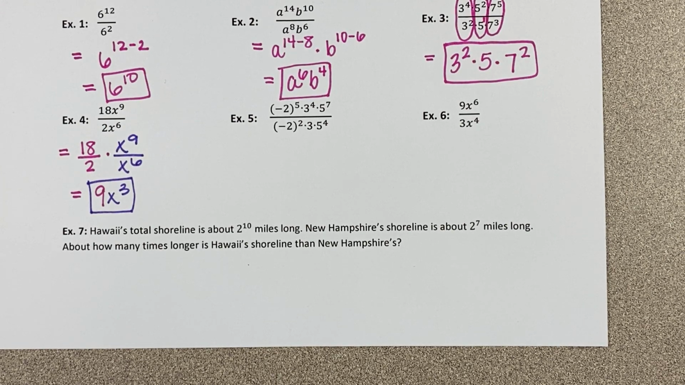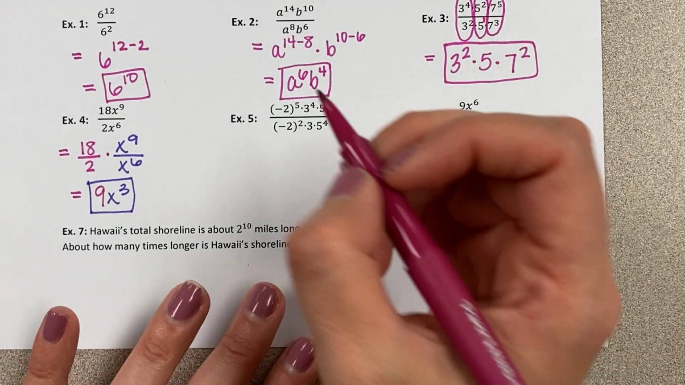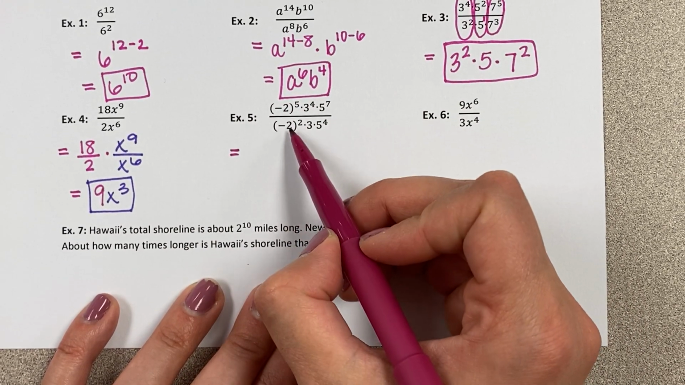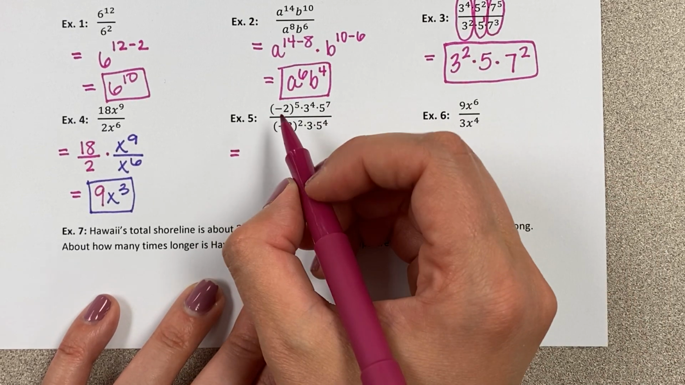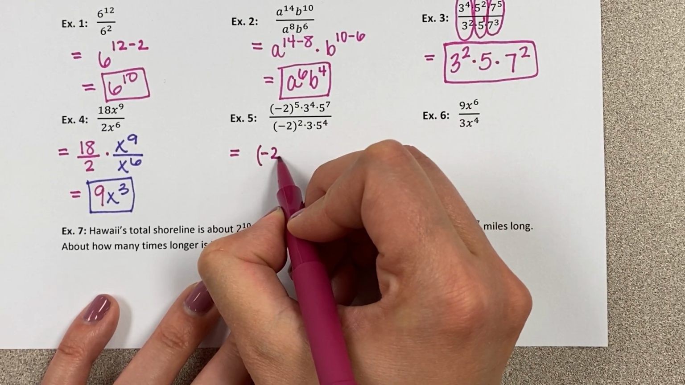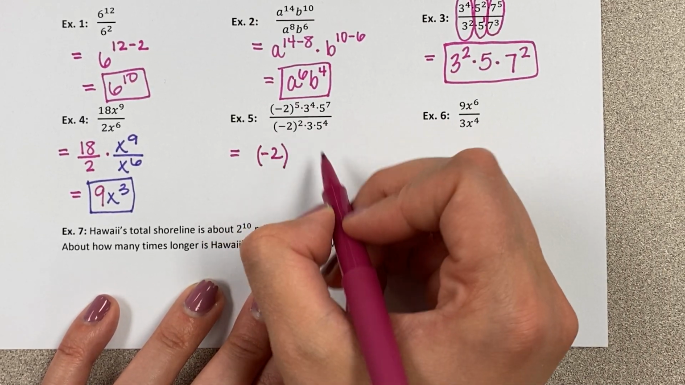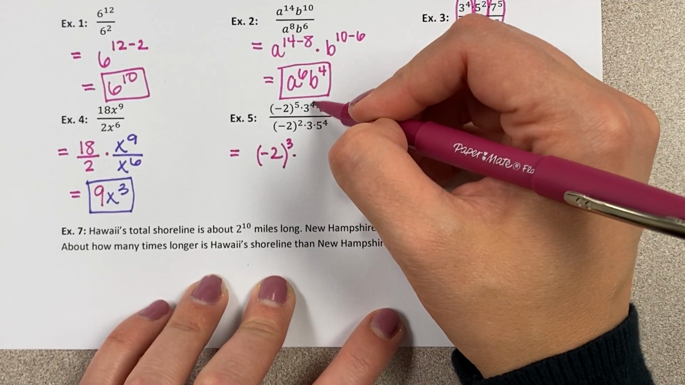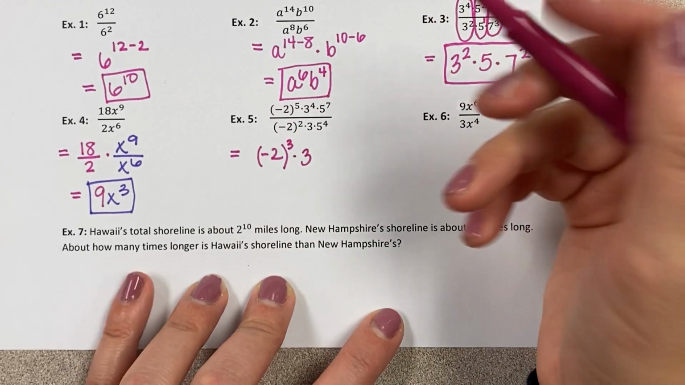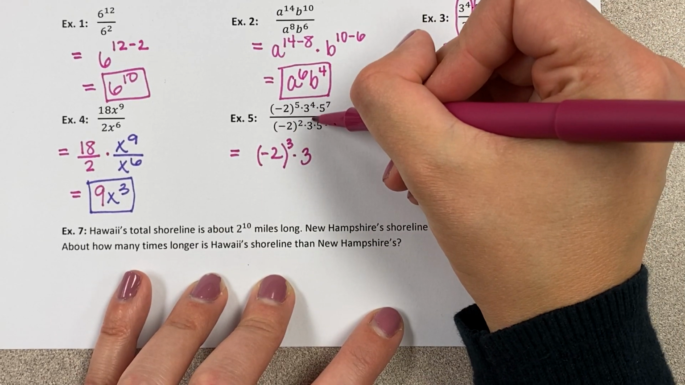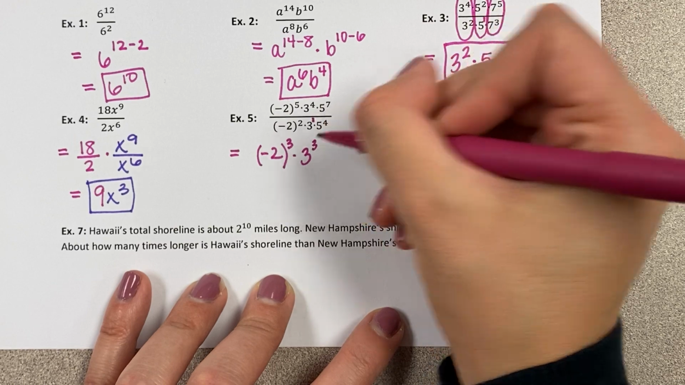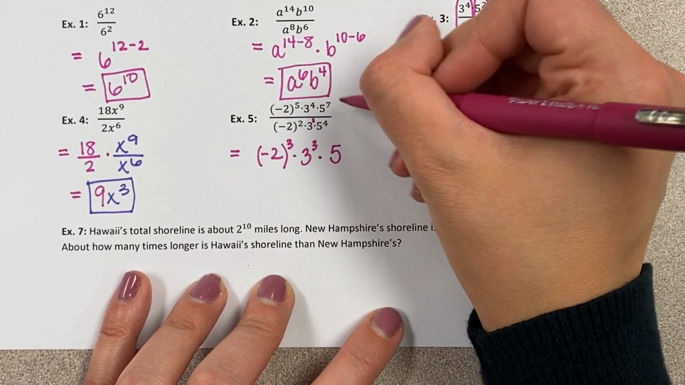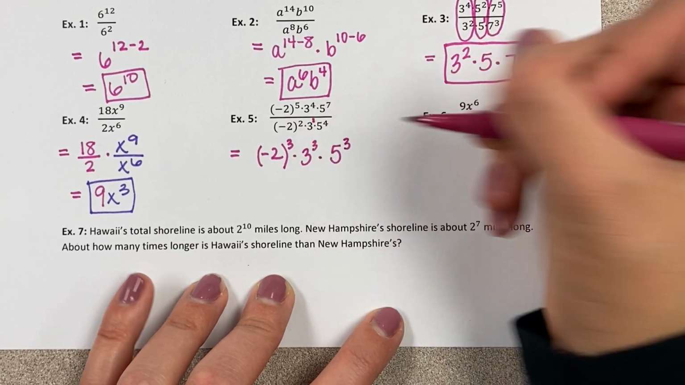Okay. For the next one, just numbers again. Negative 2 to the fifth divided by negative 2 to the second. So we're going to keep negative 2. Now we're just doing 5 minus 2, which is 3. Same with our 3's. 3 is going to stay the same. 4 minus 1 is 3. For the 5, we do 7 minus 4, which is 3.